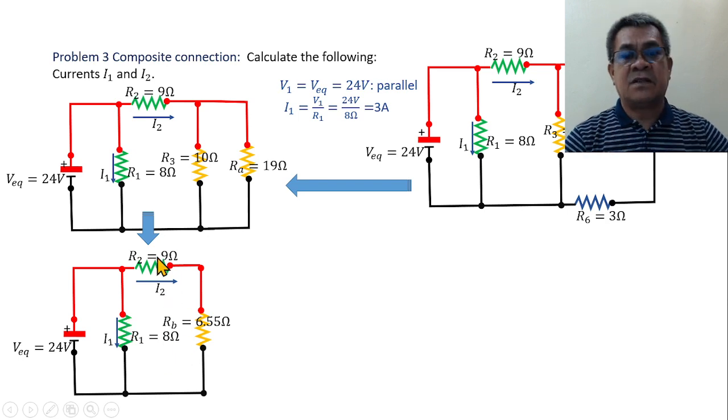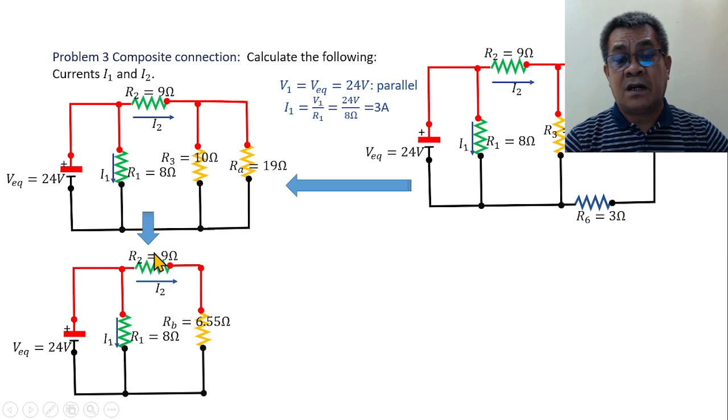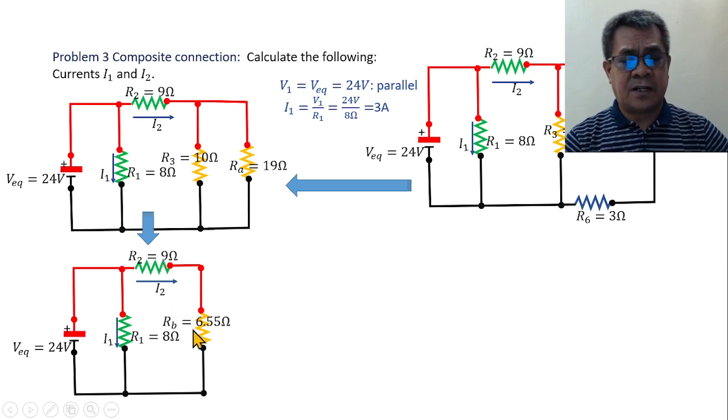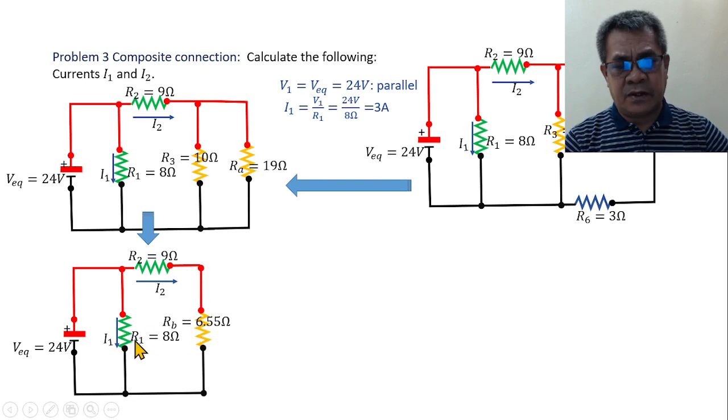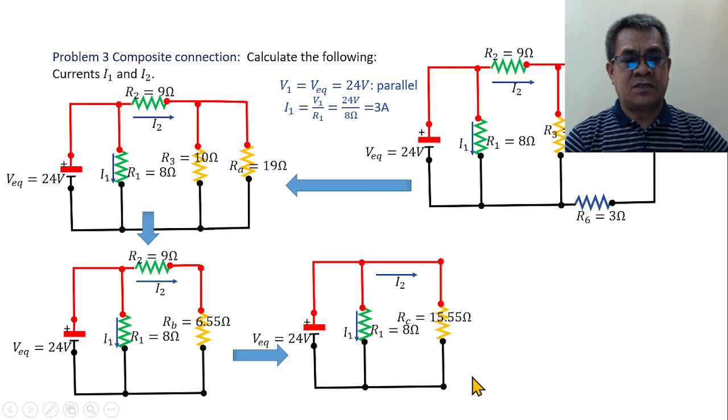Then compress again. Because R2 and RB are what? Are series. Again, R1 and RB are not parallel. Be careful on that. They are not parallel. Why? Because of this. Without R2, then these two are parallel. But because of this, R1 is not parallel to RB. But RB is series to R2. Meaning, we can combine this. We can add 9 and 6.5, and the answer is 10.55. So, therefore, this is now a purely parallel circuit.